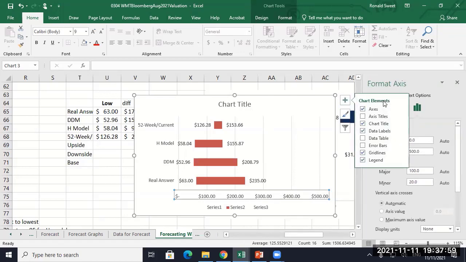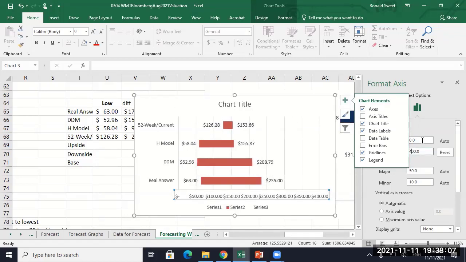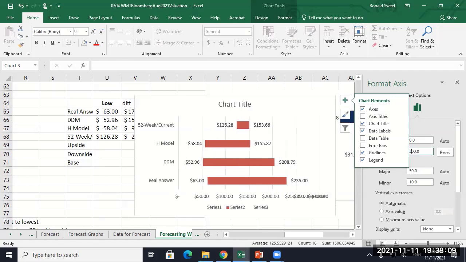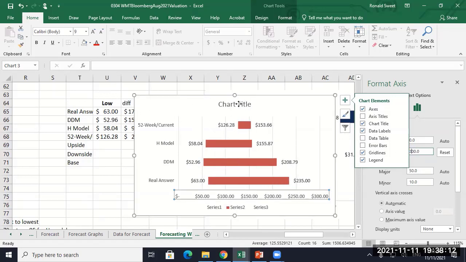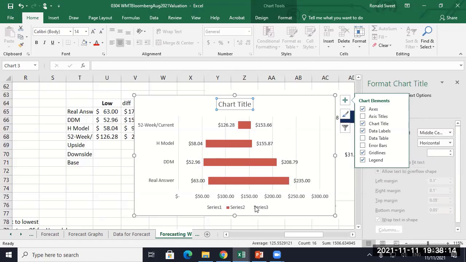We can change that from 500 to 400, it looks like. Even 300. And once we add our title, that's about it. We shouldn't need any series.